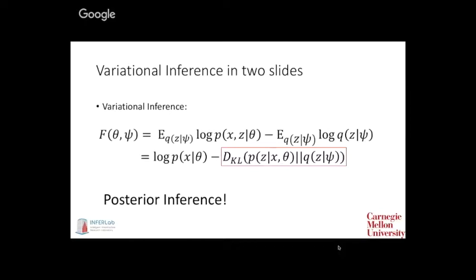And that's actually pretty nice, because the whole reason why we do VI instead of EM is because we can't compute the posterior. But after we've maximized this, we have a distribution which is very similar to P. So if we want to do posterior inference, we just do it on Q instead of P. And Q is usually much easier than P.